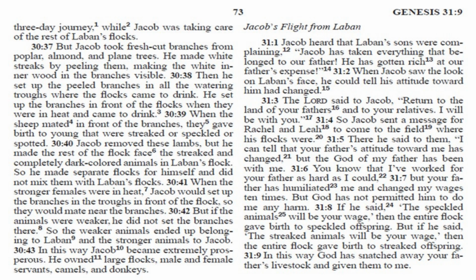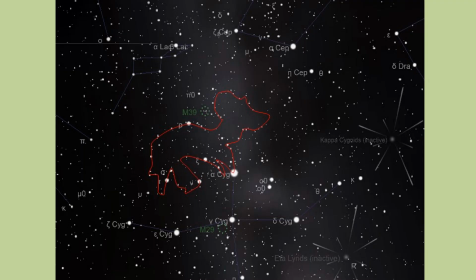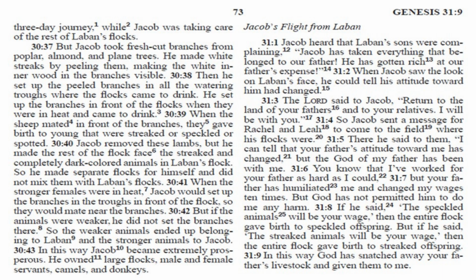Jacob made 2 separate groups by removing all the streaked, speckled and spotted sheep from the others. You can see 2 separate camps of sheep in this picture. In this picture, you can see a sheep with streaks or spots. This is how Jacob made separate flocks for himself from Laban's flocks and became extremely prosperous.